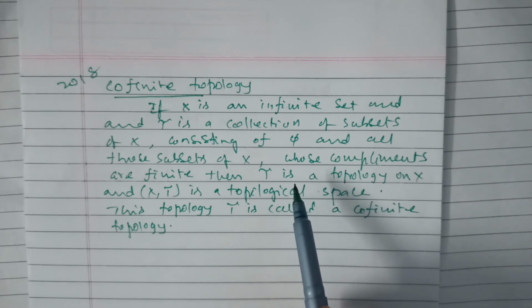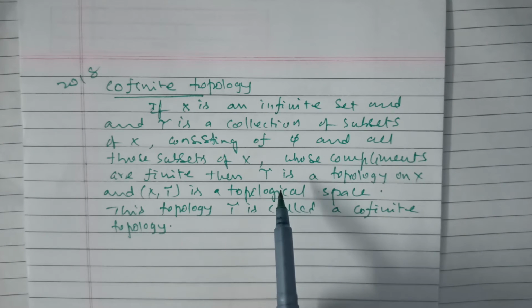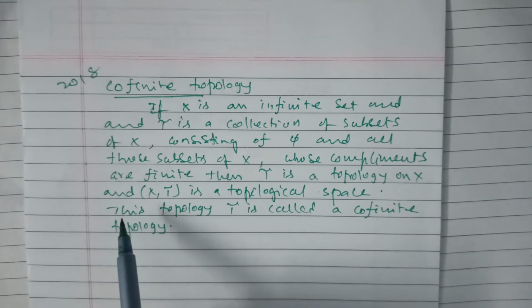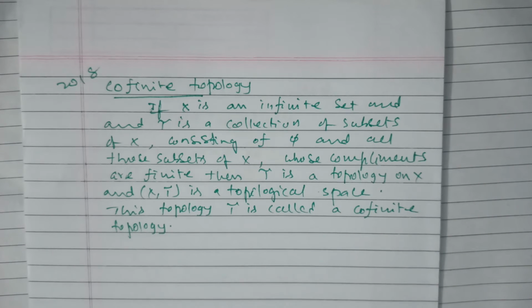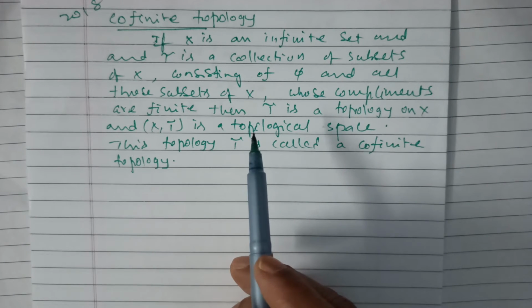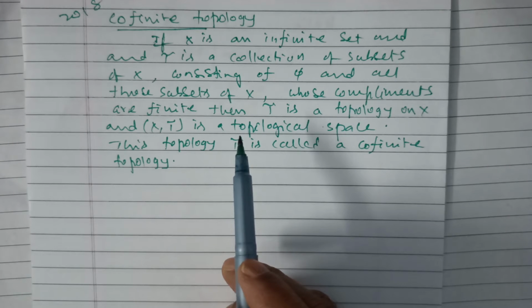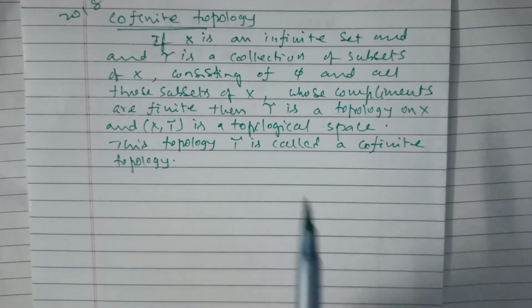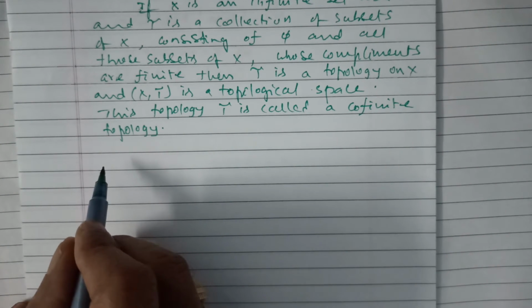The remaining few subsets are there, and whose complements are to be finite, then that topology, that tau, is called a topology on X, and (X, tau) is a topological space. That tau is now called a cofinite topology. It means whatever the topology having the elements are there whose complements are to be finite. So let us see a theorem based on this cofinite topology.